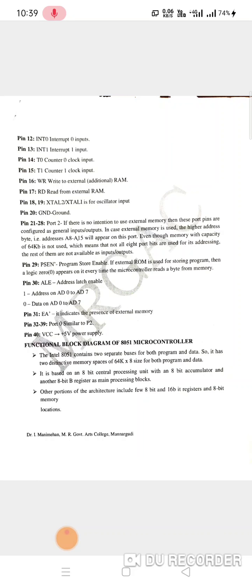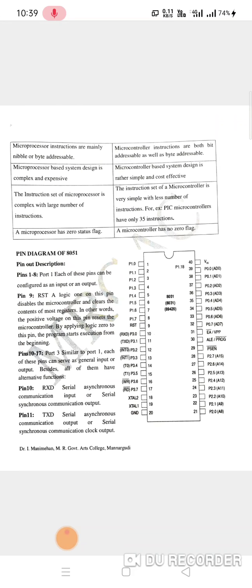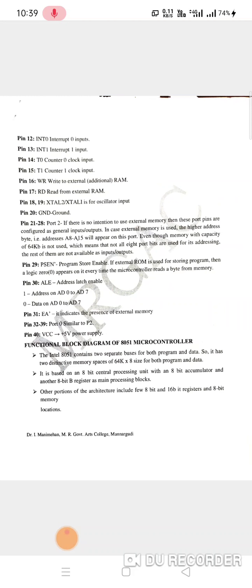So pin number 29 is used for PSEN. It is an active low signal. PSEN means program strobe enable. If external ROM is used for storing the program, then a logic 0 appears on it every time the microcontroller reads a byte from memory. Okay. It is used for the external ROM used for storing the program. If logic 0 appears on this line, the microcontroller reads a byte from that memory.